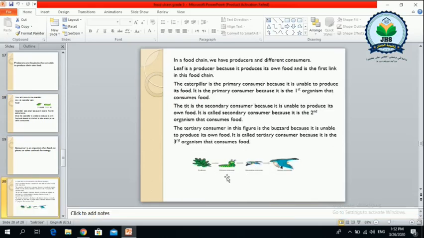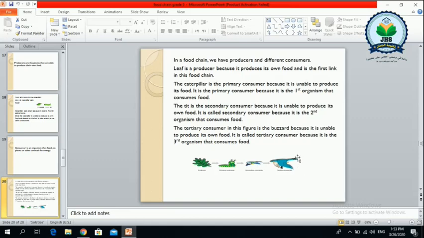In this food chain, we have producers and different consumers. Leaf is a producer because it produces its own food and is the first link in this food chain. Caterpillar is a primary consumer. Consumer because it is unable to produce its food, and it is called the primary consumer because it is the first organism that consumes food. The tit is a secondary consumer because it is unable to produce its own food, and it is called secondary consumer because it is the second organism that consumes food.